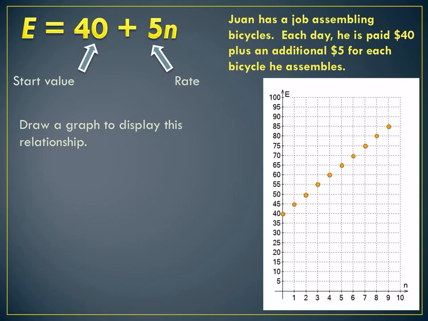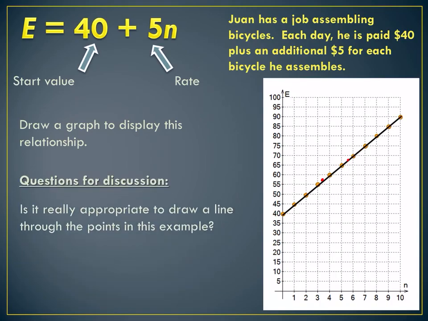Questions for discussion. Is it really appropriate to draw a line through the points in this example? Well, technically speaking, let me just go back. When we draw a line through, we're sort of implying that any number of bicycles is possible, and that's technically not true. Juan couldn't go into work today and make 3.5 bicycles and have that point right there at 3.5. Or he can't make like 5.8 bicycles and have that dot right there. So you can't have any number of bicycles here in this particular situation. We'll talk more about this as the chapter goes along. Don't get too worried about it.